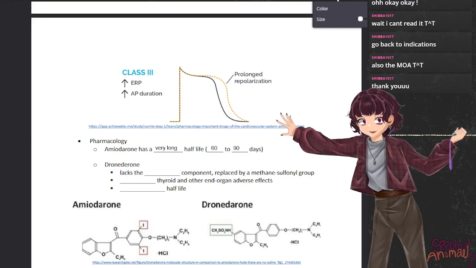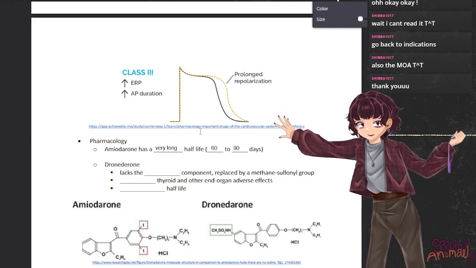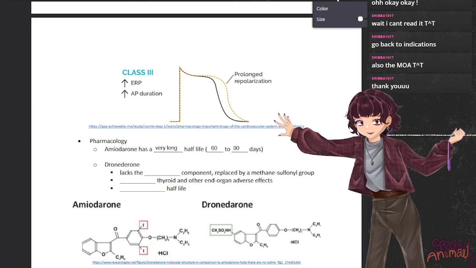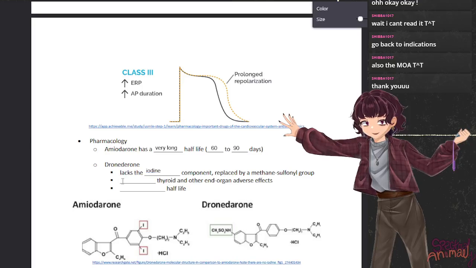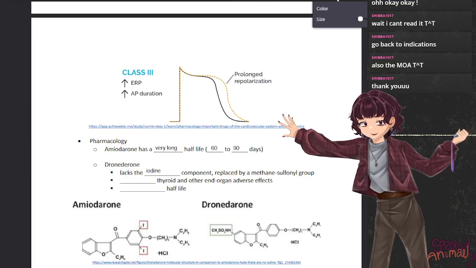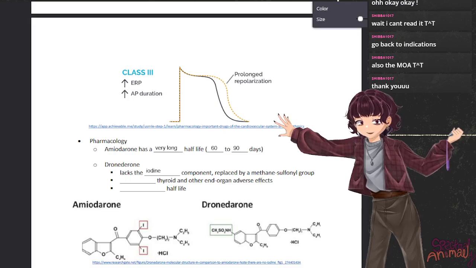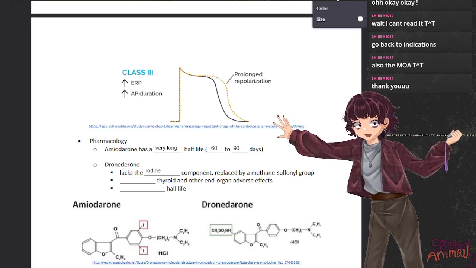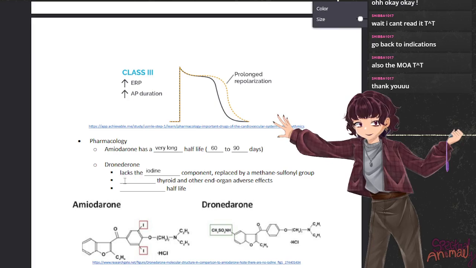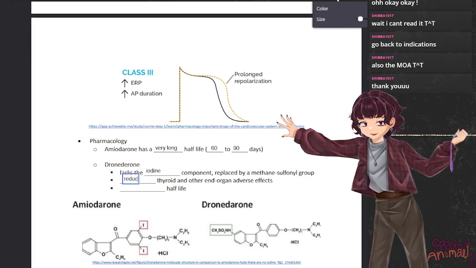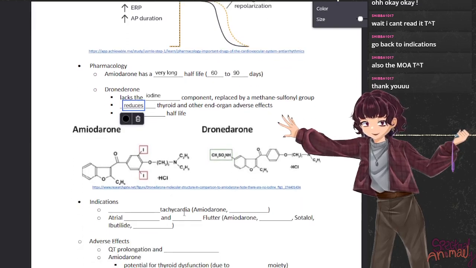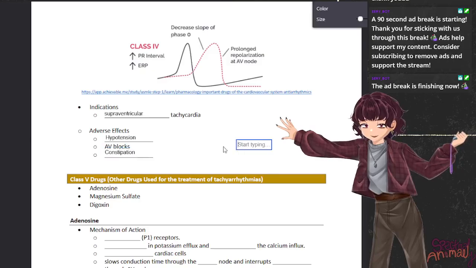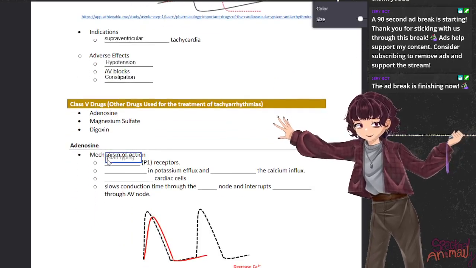Dronedarone specifically lacks the iodine component. Because of that, it has reduced thyroid or end organ adverse effects, unlike amiodarone. Like we can see on here.